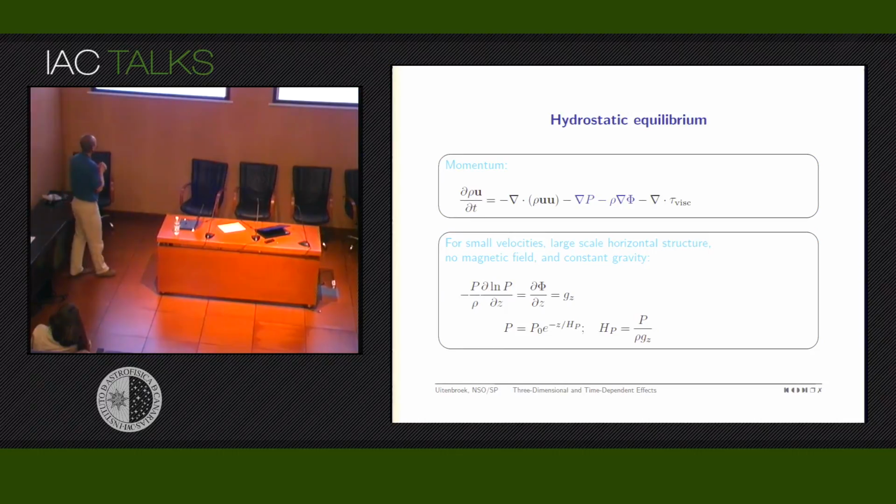So under this approximation of small velocities and large horizontal scale, we get as a first approximation the equation of hydrostatic equilibrium, where the weight of a column of gas is balanced by the local pressure.